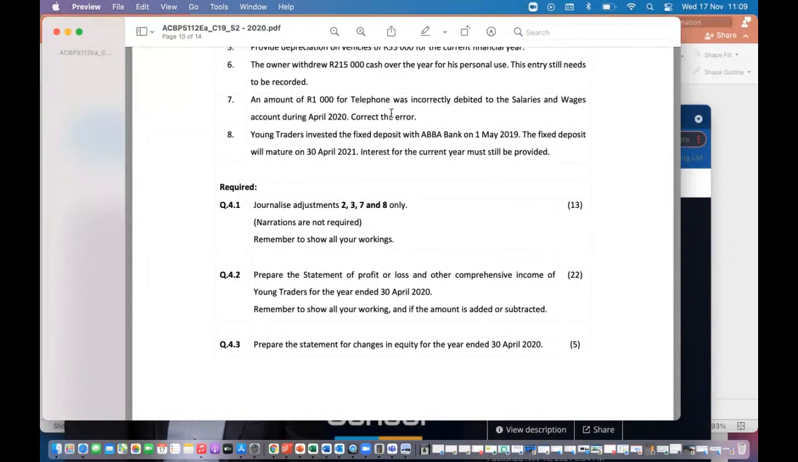And the amount of 1,000 for telephone was incorrectly debited to the salaries and wages account during April 2020. Correct the error. So 1,000 for telephone was recorded in salaries and wages. So salaries and wages, you're going to credit by 1,000, and telephone, you're going to debit by 1,000 to correct the error.